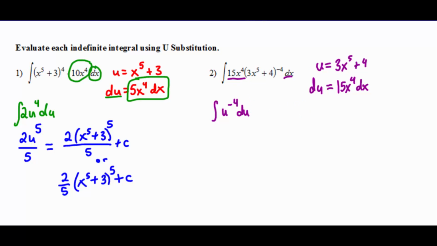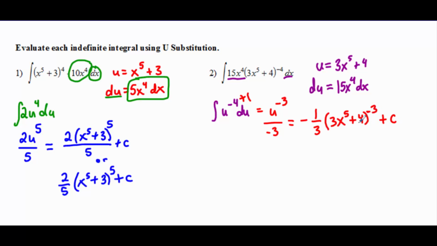To take the integral of this, we're going to use the power rule. So I'm going to add 1. Negative 4 plus 1 is negative 3. And then I divide by negative 3. Make sure you divide by not just 3, but also a negative, because that makes this be negative 1/3 times x to the fifth plus 4, to the negative 3.